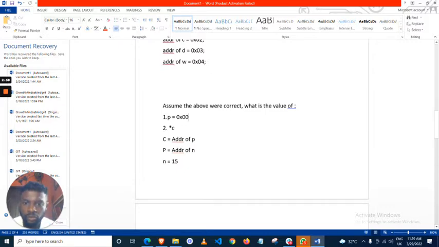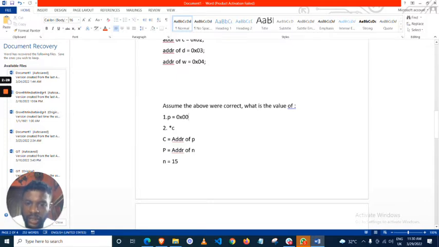If you do this, then you're very close to getting the answers right. How many asterisks do I have on C here? Just one. So after asking yourself these questions, you just move a step down to get the answer, because you have just one asterisk. If you have two asterisks, you move 2 steps down. So I started by asking myself, what is C? C is the address of P. What is P? P is the address of N. What is N? N is 15.